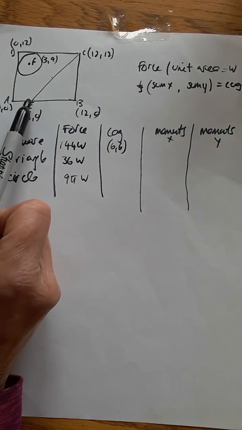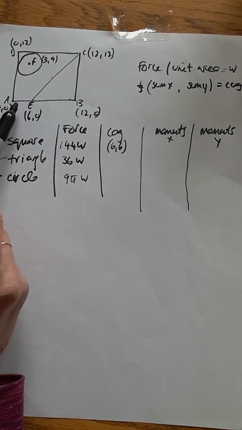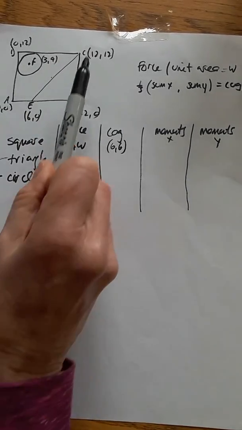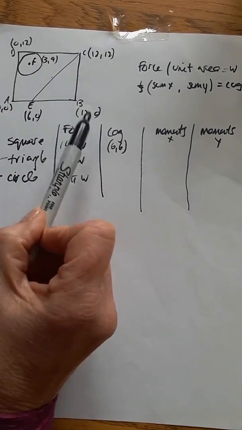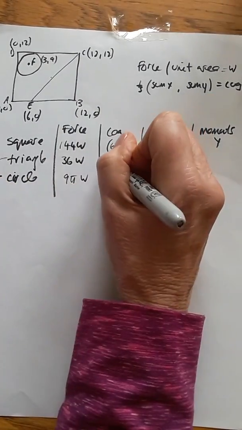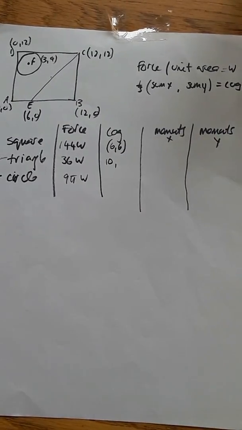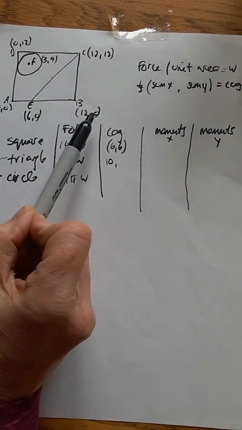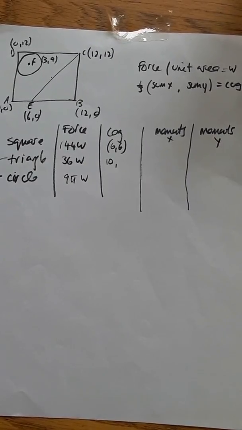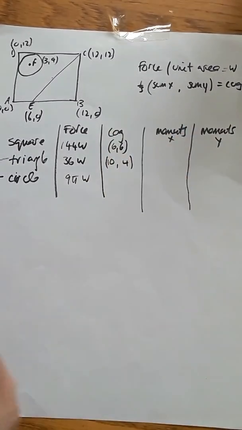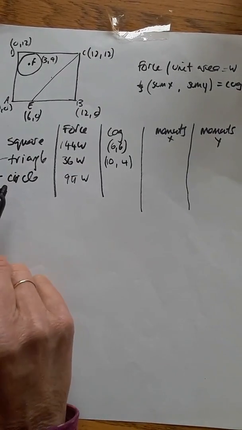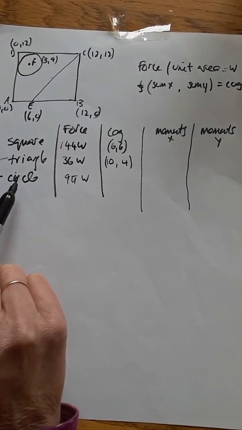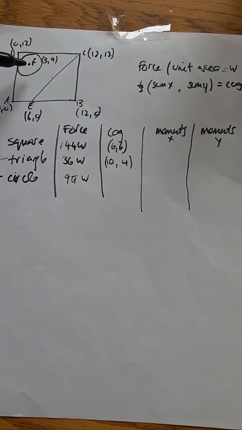For this particular triangle, the x coordinates are 6, 12 and 12. That gives me 30, and 1/3 of 30 is 10. Then I look at the sum of the y coordinates, 0, 0 and 12, which gives a sum of 12, and 1/3 of 12 is 4. So the centre of gravity of that triangle is at position 10, 4. The position of the centre of gravity of the circle is right in the middle of it, which is given as 3, 9.